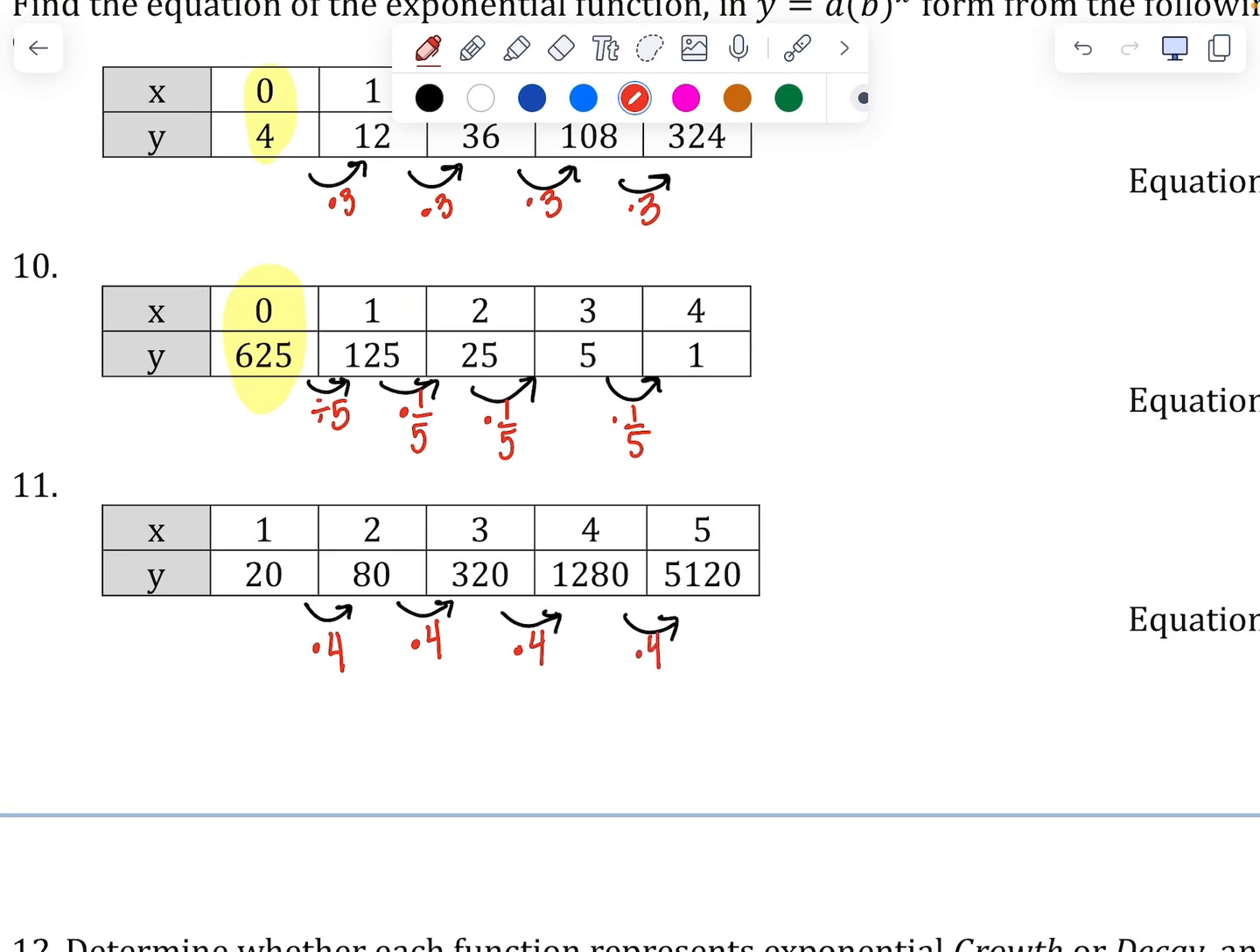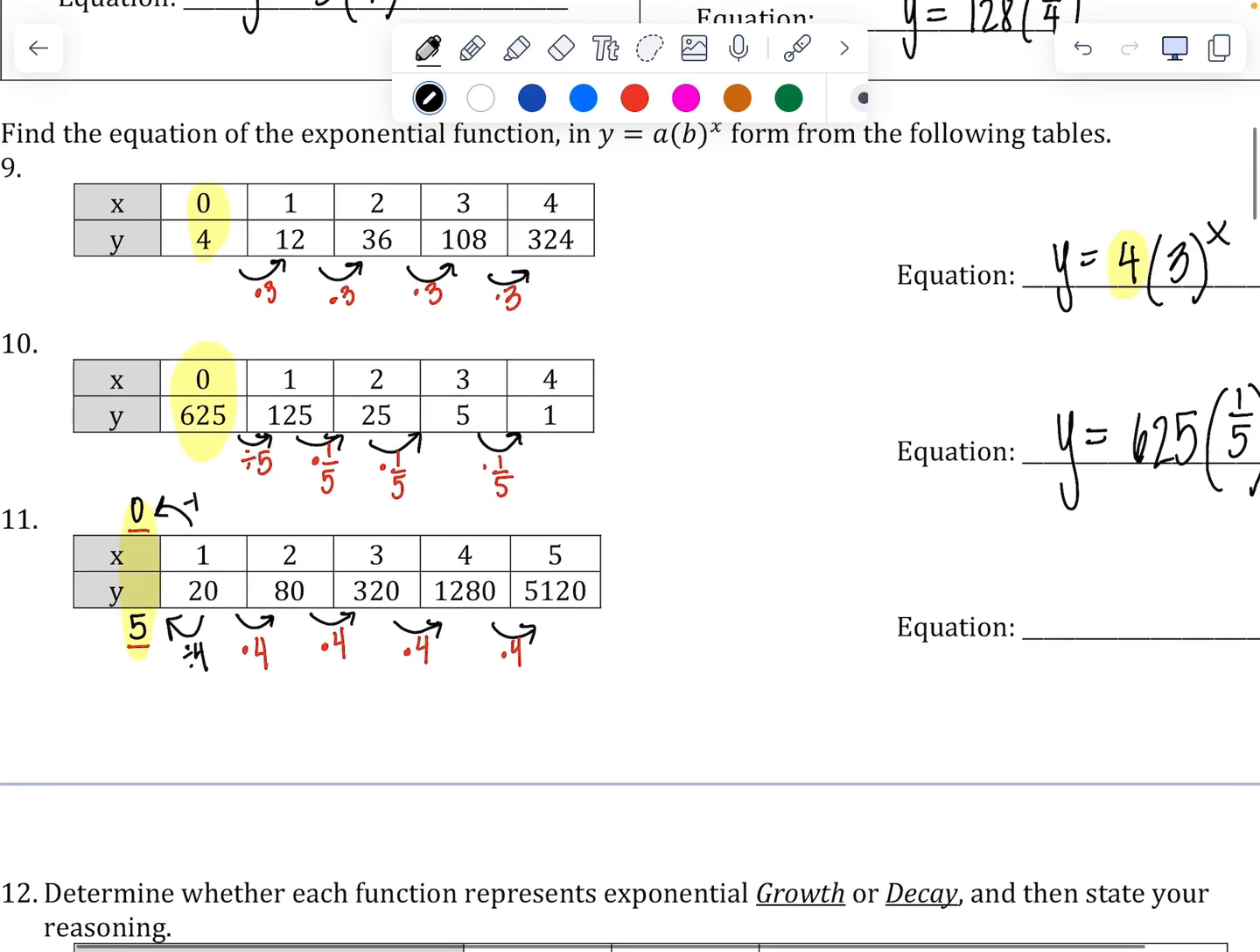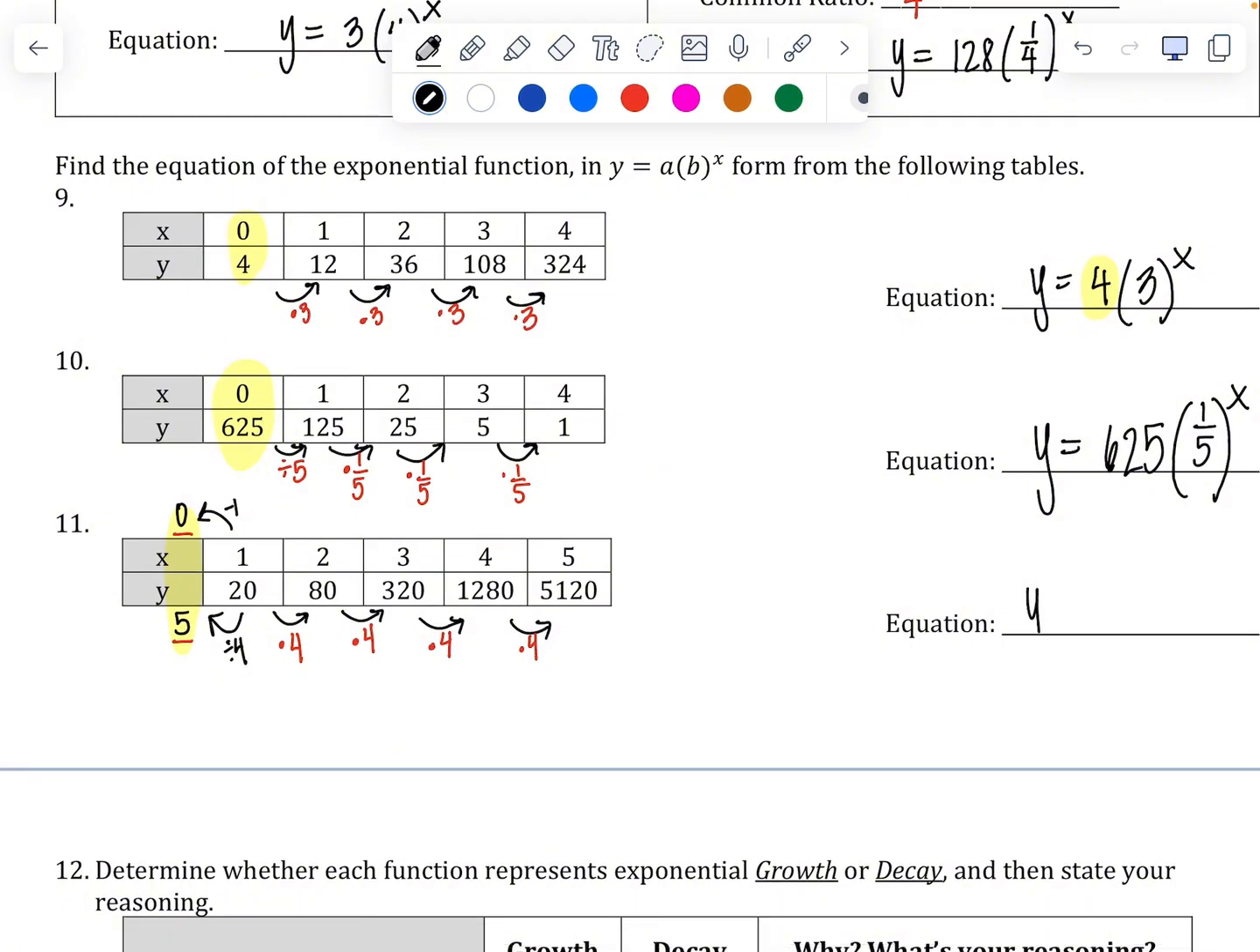Do I have my 0 spot given to me? No, I don't. So therefore, I need to find it, and I'm just going to make a little spot for it over here. So how did you find it? 20 divided by 4. And what is 20 divided by 4? 5. You see how you can go backwards and you get the 0 spot is 5. And what's your equation look like then? Y equals 5 parentheses 4 to the power of x. That is correct. When you're done, turn the page.